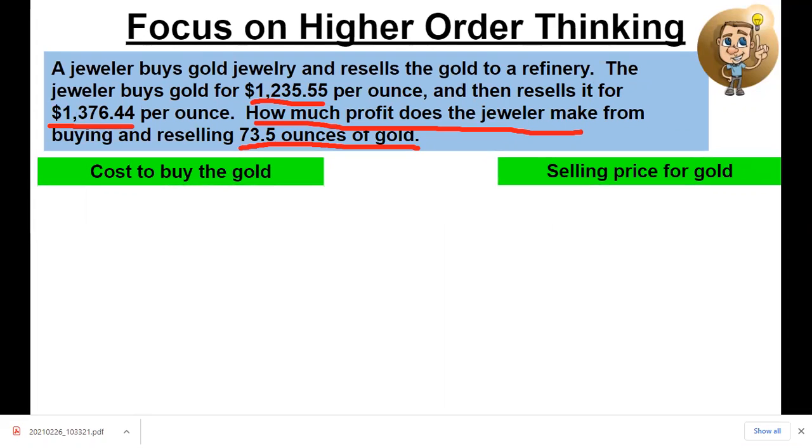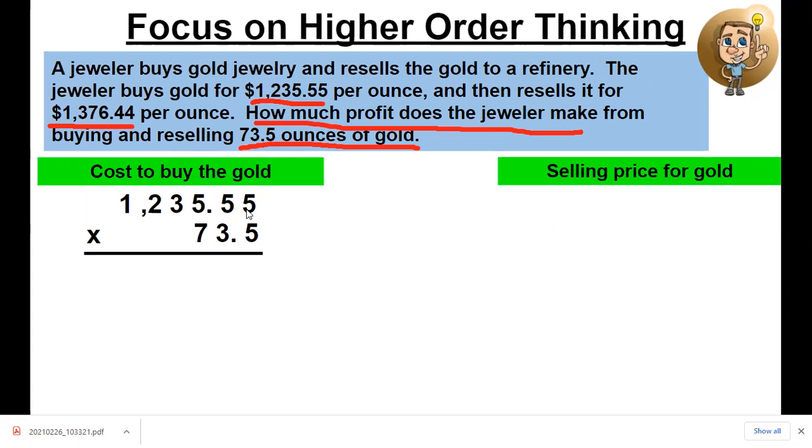So cost to buy the gold, $1,235.55 times 73.5 ounces. That's how much he bought. This is a big multiplication problem. Are you up for it? Pause the video if you want and try it. See if you get what I get.